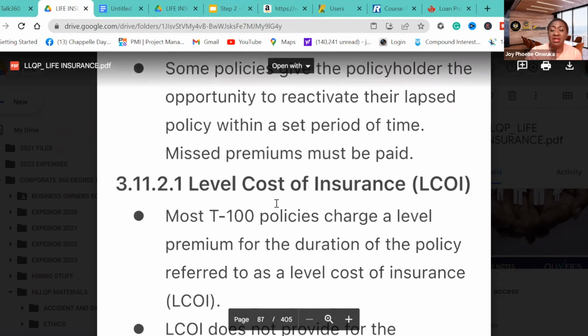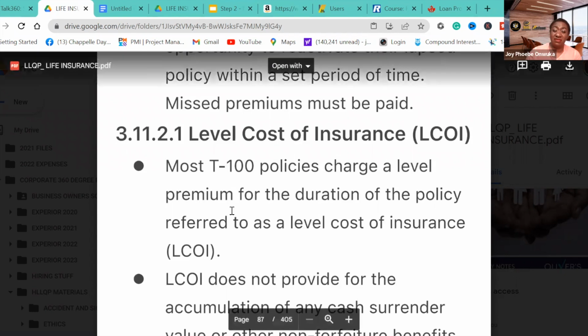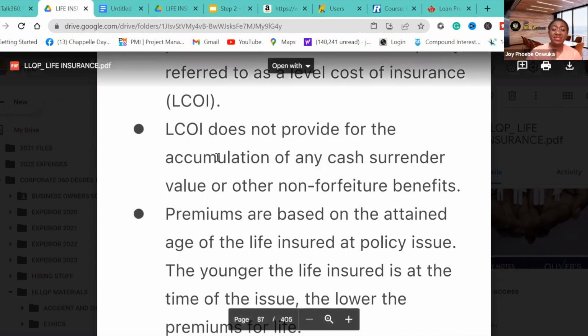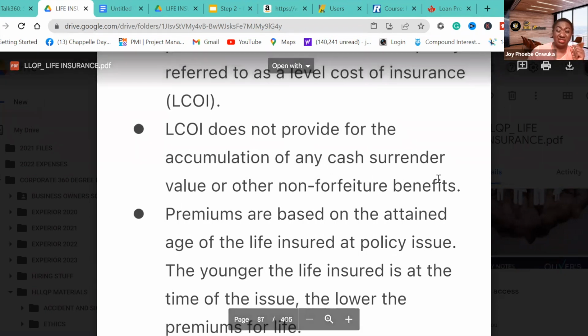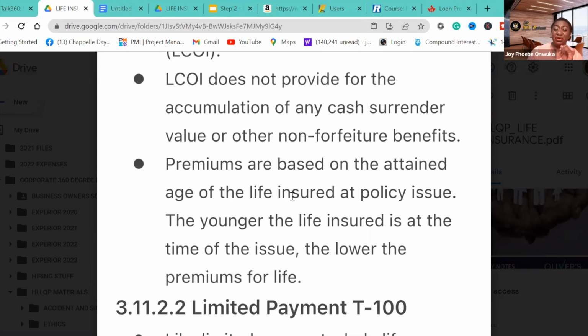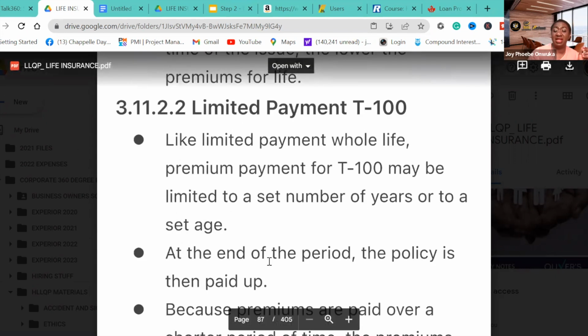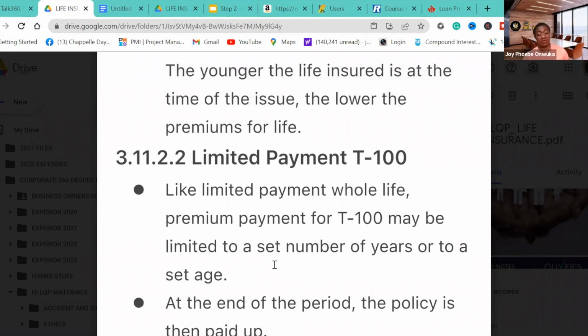Okay. Now, level cost of insurance. Most 10 to 100 policies charge a level premium for the duration of the policy, referred to as a level cost of insurance. Now, the level cost of insurance does not provide for the accumulation of any cash surrender value or other non-forfeiture benefit. Therefore, premiums are based on the attained age of the life insured at the policy's issue date. And the younger the life insured is at the time of issue, the lower the premium for the life insurance.